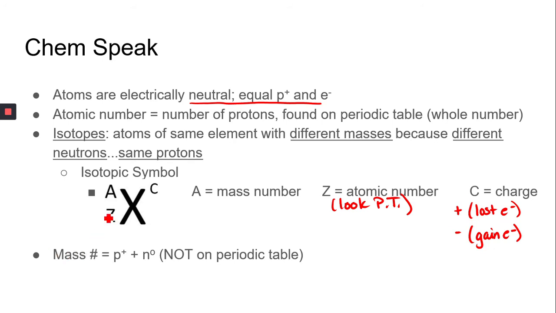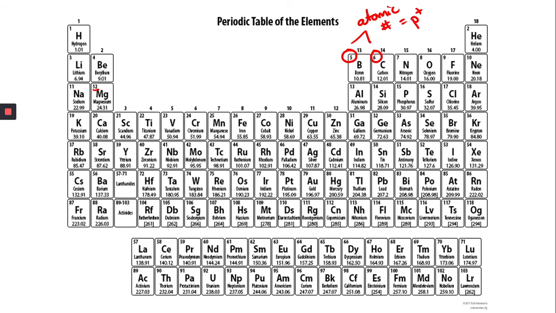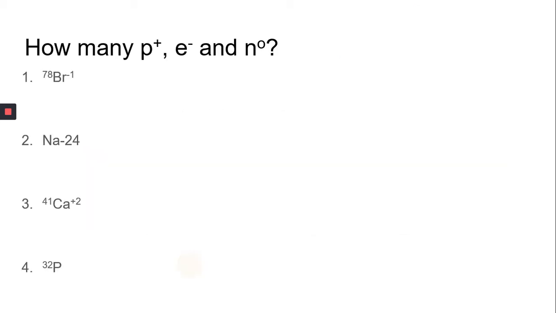And then the mass number, that number in the upper left corner, the mass number is the number of protons plus neutrons. This is not found on the periodic table, so it has to be given to you. You're either given the mass number or you're given the number of neutrons, and you can add to the protons to get that. So again, looking at the periodic table, the only piece of information you can pull from the periodic table is the number of protons, because the atomic number is the number of protons.